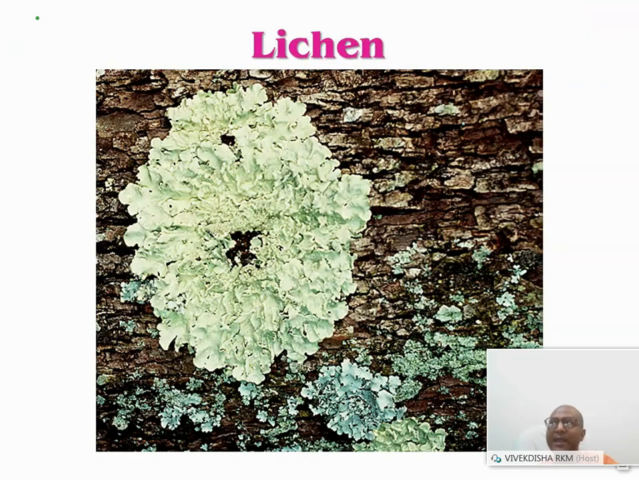This is one type of lichen. Lichen is a combination of fungus and algae, or fungi and algae. Both of them together help each other for nourishment, and they can survive this way. Very different types of lichen are there. Lichen is a group name.